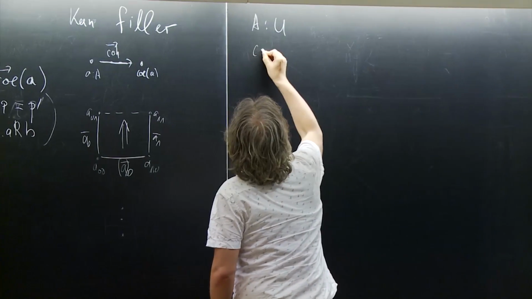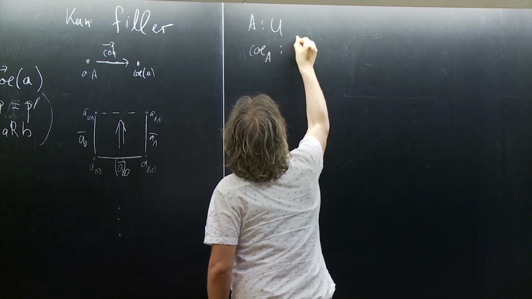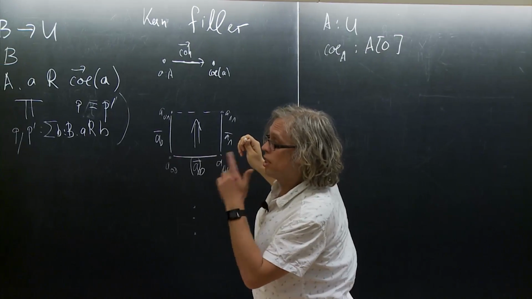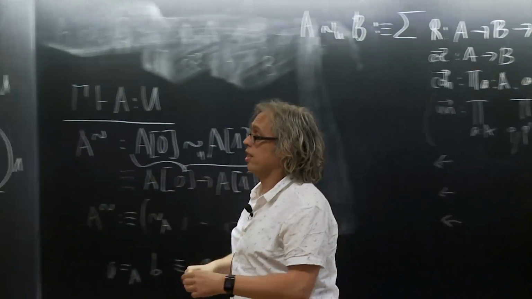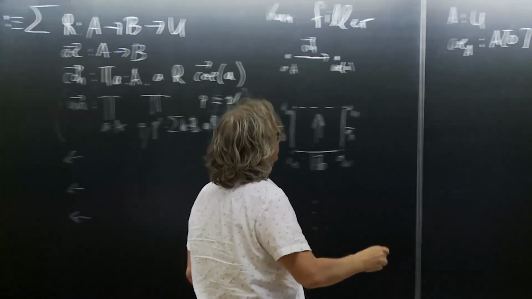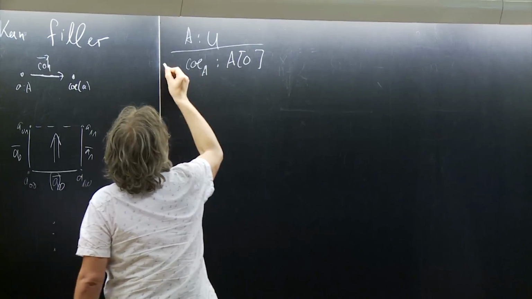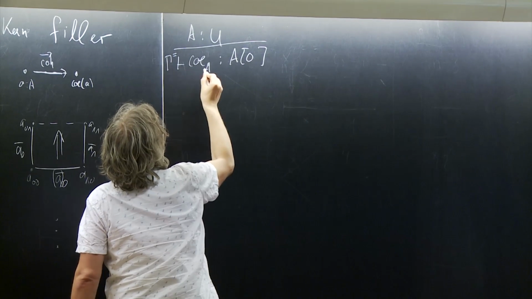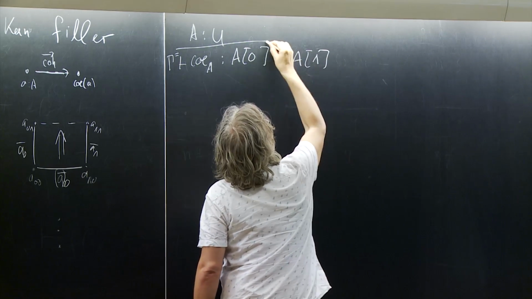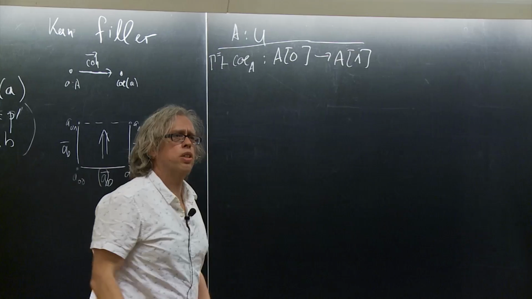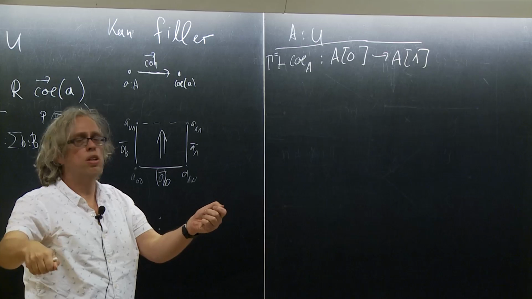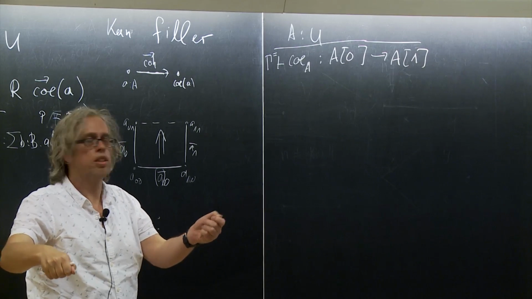So I need a coercion from A0. So okay, maybe I should have said that all this lives in gamma equal. It lives in the extended context. So if I have a type A in U, then in gamma equal, I have a function from A0 to A1, which is what we call transport. If I have two types which are basically the same, then I can go from one to the other.